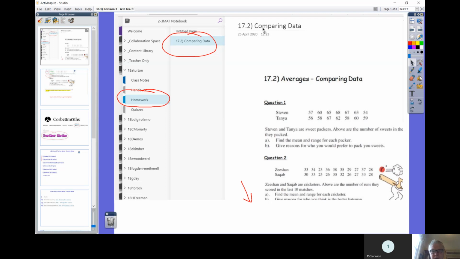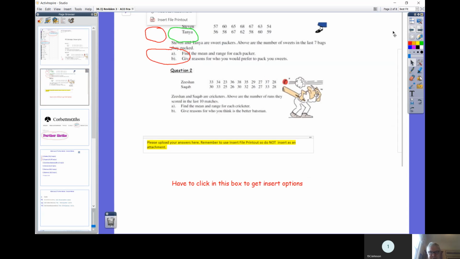If I'd set you some work on comparing data, you would click on the homework tab in your Class Notebook, and the work would be waiting for you. So if you're doing this fifth form work today, you will see that there's a fractional indices page waiting for you. So you click on the tab, so you would click on 17.2, and this page over here would turn up, okay? You then click on that again to get this page here.